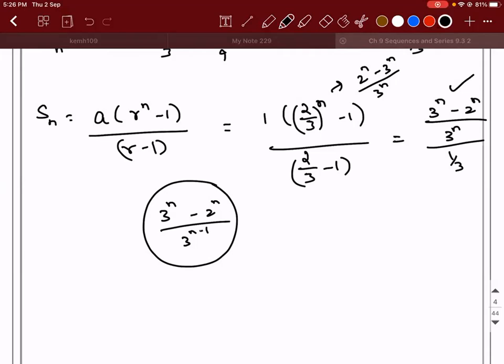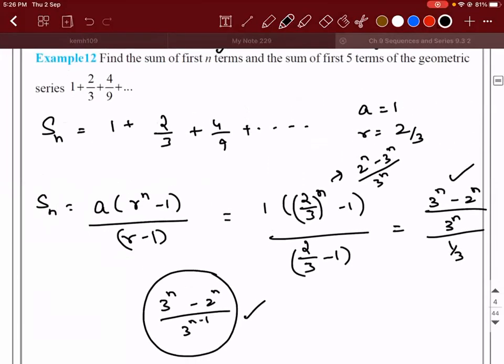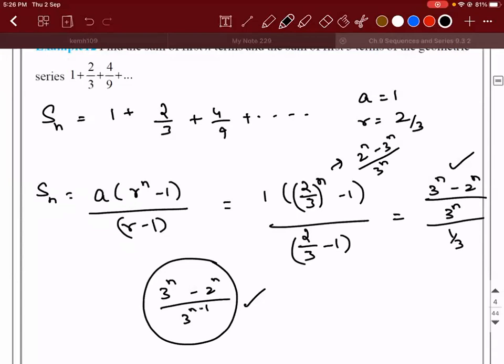I wrote it directly. I hope you understood, okay? No confusion, everybody? I just took the minus sign outside and wrote it. So the final answer will be 3 power n minus 2 power n by 3 power n minus 1. So this is the general term for the sum. They are asking the sum of the first 5 terms. What you can do, take 5 and substitute it here, you will get the answer.